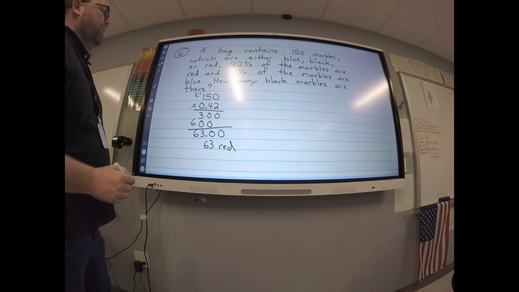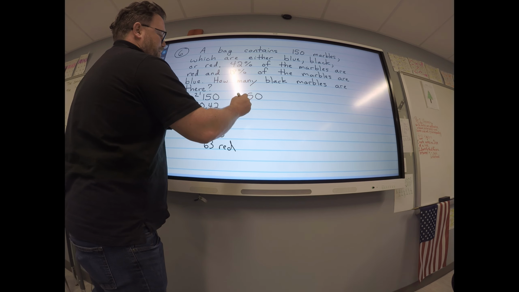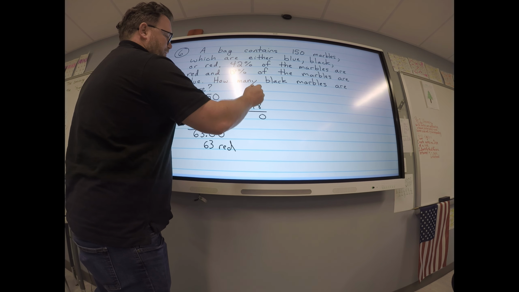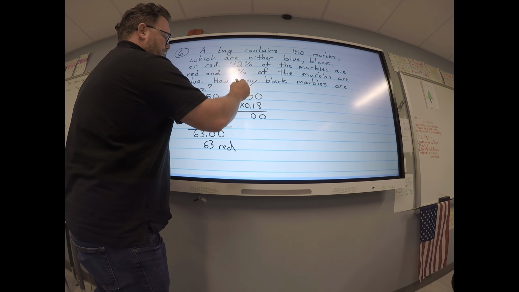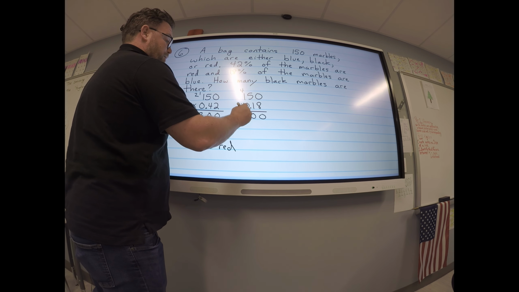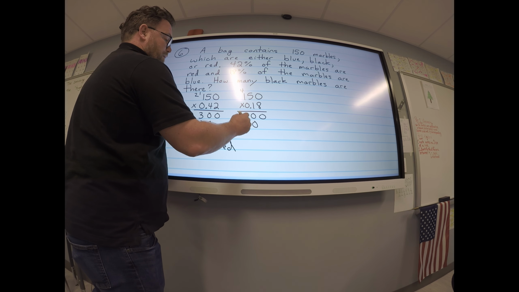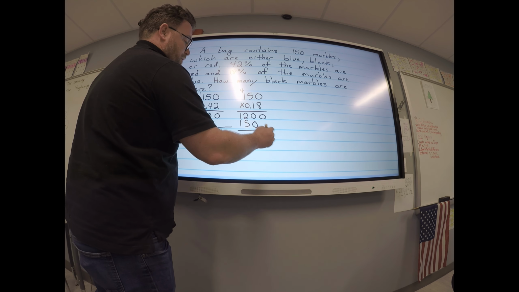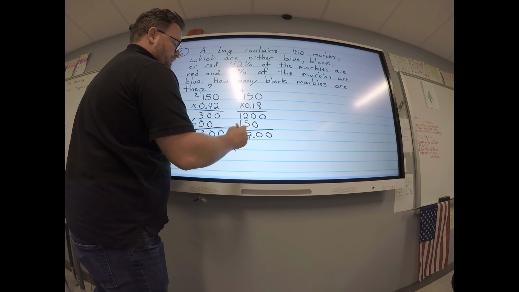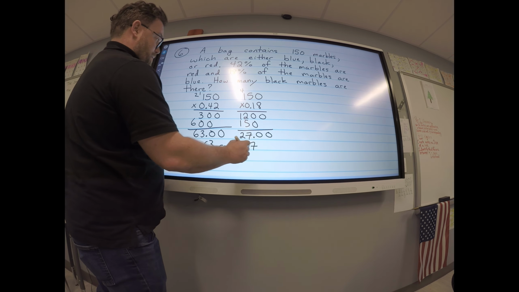And now we've got to figure out the number that are blue. So we're going to do 150 times 0.18. So 8 times 0 is 0, 8 times 5 is 40, bring up the 4, 8 times 1 is 8, plus 4 is 12. And then we do 1 times 150. Decimal point goes here, 2 plus 5 is 7. So we have 27 marbles are blue.